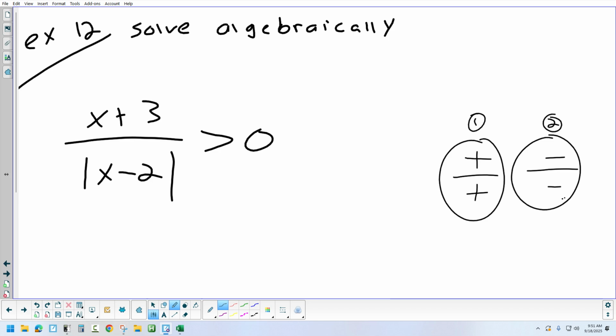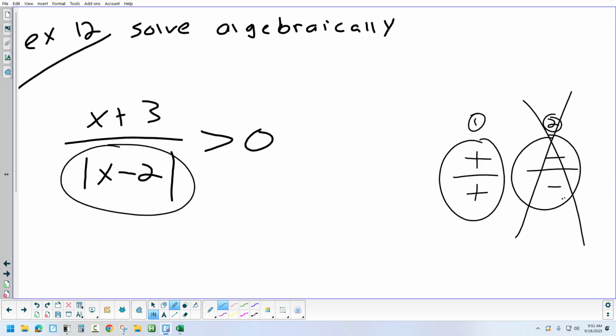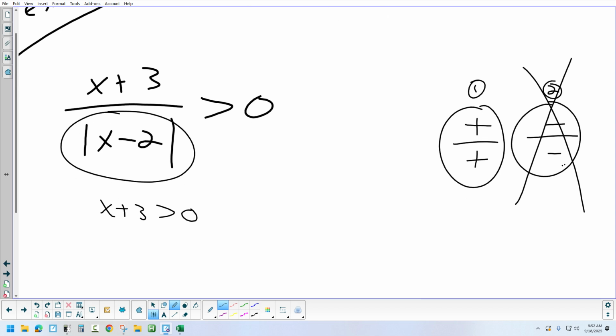Why can't case 2 happen? Because it's absolute value. Right, because you have absolute value in the bottom. So I guarantee you the bottom is never a negative number. If the bottom is never negative, then case 2 is not going to work in this problem. It has to be a positive over a positive. Since I already know the bottom is always positive, all I really have to do is figure out when the top is positive. If I can figure out when the top is positive, that will tell me the answer to this inequality. And the top is positive as long as x is greater than -3.